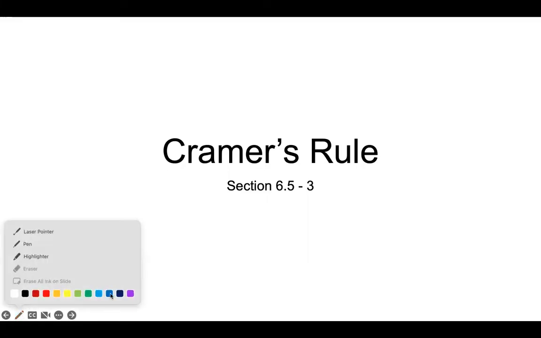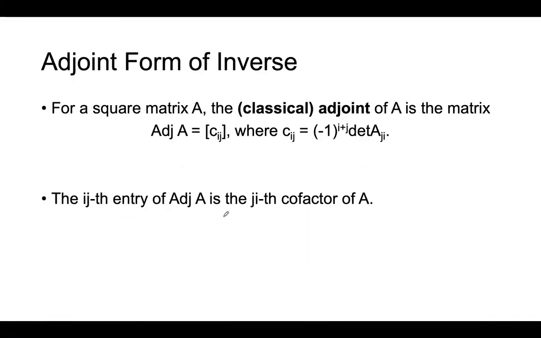So Cramer's rule is our next section. For a square matrix A, the classical adjoint of A is this matrix with these coefficients. We could call them C11, C12, C13, and there are just different ways. Sometimes they're called cofactors. C21, C22, C23, C31, C32, C33.